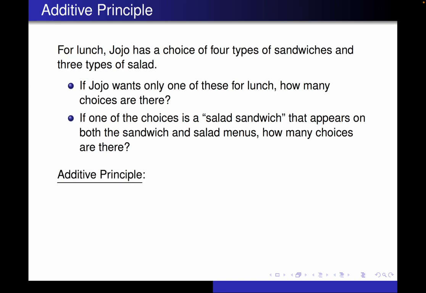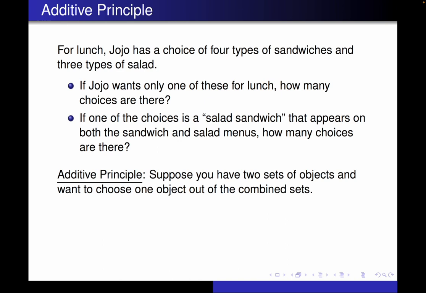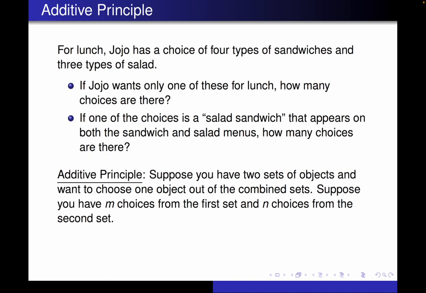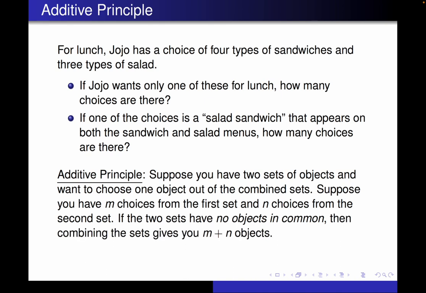So what the additive principle says is, suppose you have 2 sets of objects and want to choose one object out of the combined sets. So if you have m choices for the first set and n choices for the second set, and if the 2 sets have no objects in common, then combining the sets gives you m plus n objects. In other words, you can add up the number of items in each set as long as they don't have any items in common.